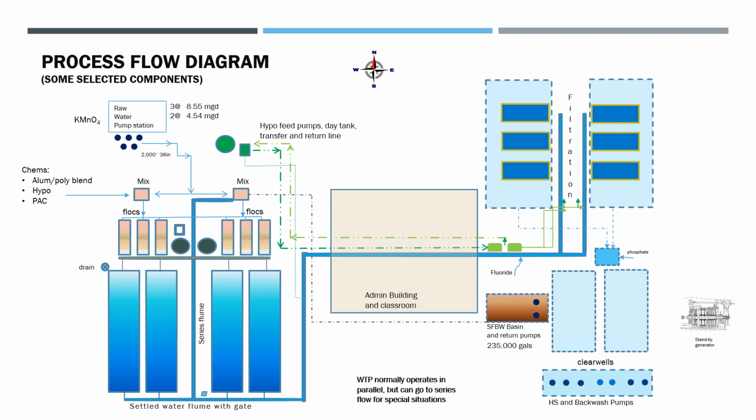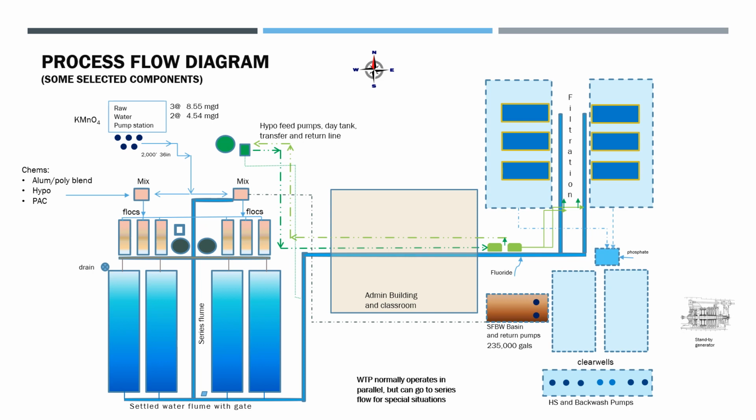Now, if we look at the process flow diagram for the Aquarius water treatment plant, we notice in the upper left-hand corner we have a remotely located raw water pump station that has 3 pumps at 8.55 mgd and another 2 pumps at 4.54 mgd. There's provision to add potassium permanganate at the wet wells. The water is pumped up through 2,000 feet of 36-inch water main, comes up to the plant, and splits in parallel to the west side and the east side of the plant.